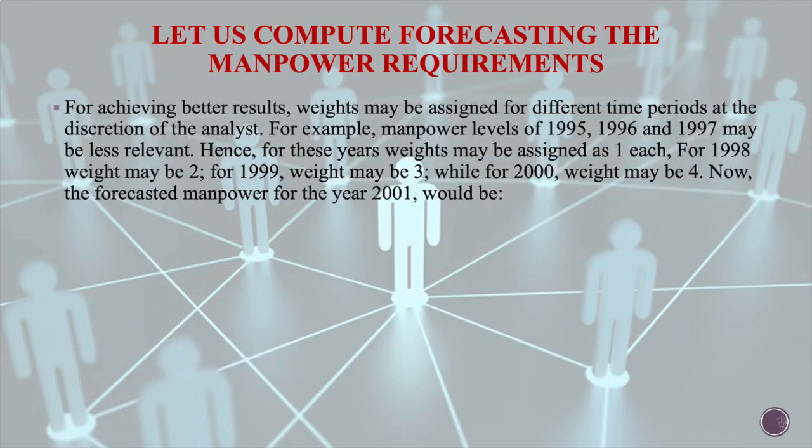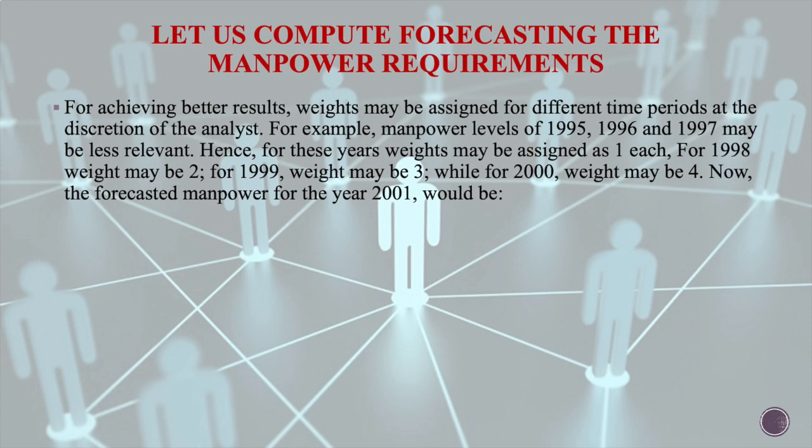From the above variation in results, we can well understand the danger of considering the lesser time period for manpower forecasting. Therefore, for achieving better results, weights can be assigned for different time periods at the discretion of the analyst. For example, the manpower levels of 95, 96 and 97, as they are old, may be less relevant, but for those years, weights may be assigned as 1 each.